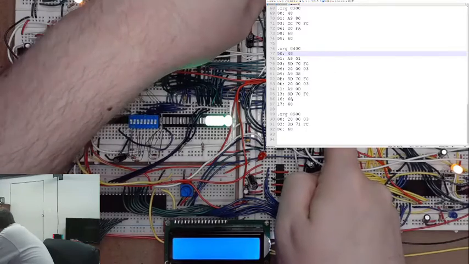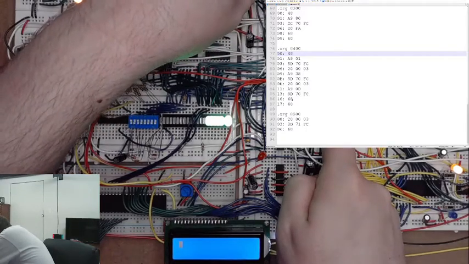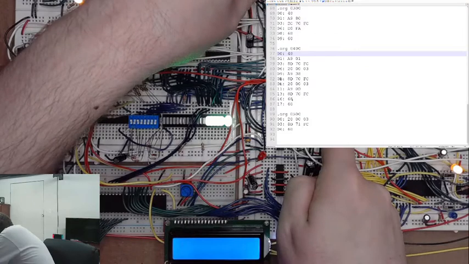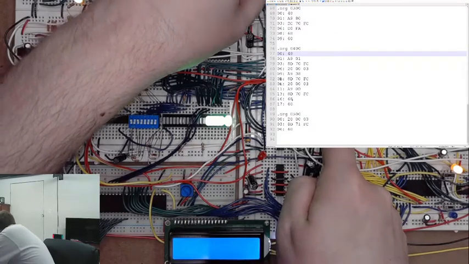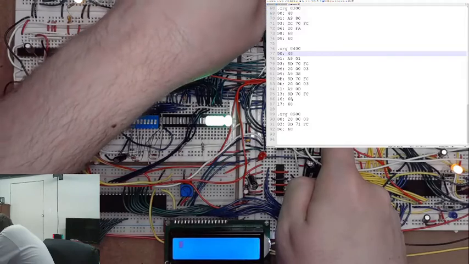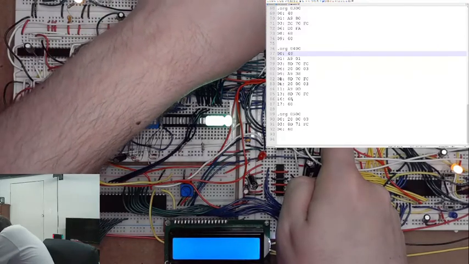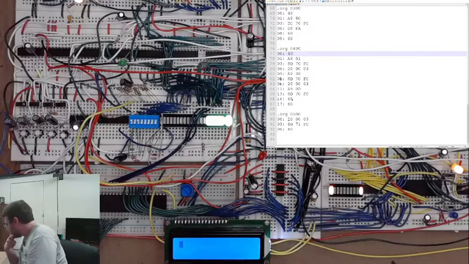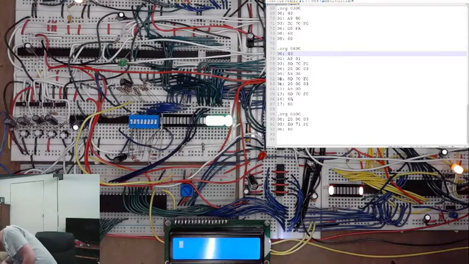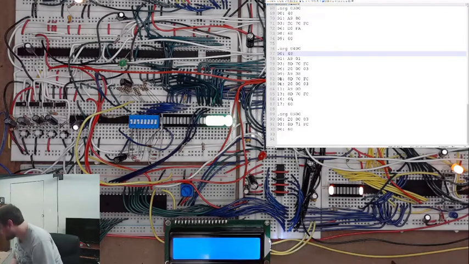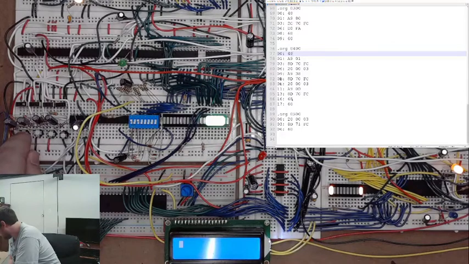So one of these things should be on reset. And it should come down this way. And if it doesn't, then I need to figure out why not. Okay, it's not that one.